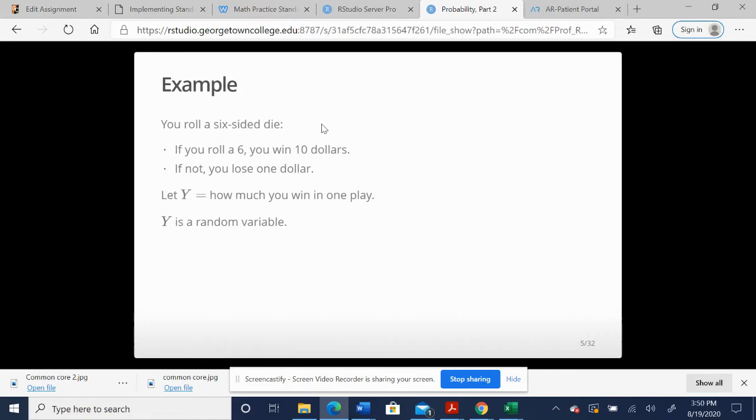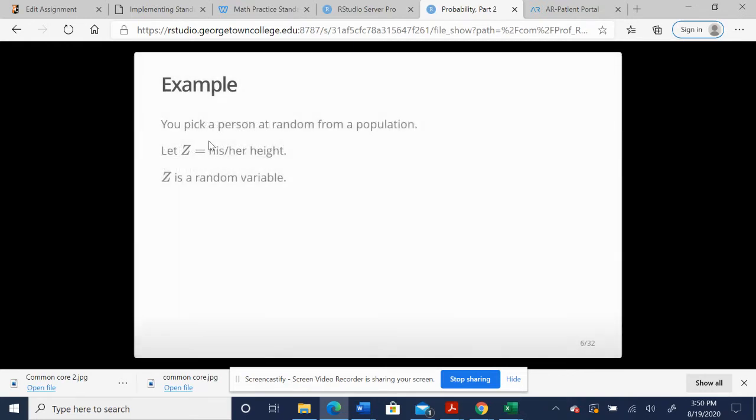If you roll a 6-sided die, Y will be how much I'm going to win. That's based on, of course, the result of the die roll. If I get a 6, I win $10. If not, I lose $1. So how much I'm going to win is a random variable. Again, a number whose value depends on the result of the random process of rolling the die.